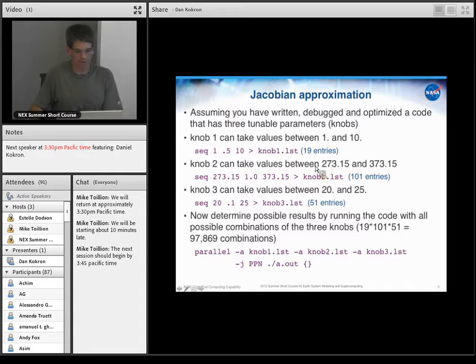And the third knob can take values 20 to 25. So now we have a total of almost 100,000 combinations. We want to run this executable, and just like the Kepler example, we can do that with the parallel command. Of course, this doesn't tell you what to do with all the output. You'll have to post-process that. But this will get you the data that you need to fill in the database of possibilities for this particular algorithm. Any questions there?